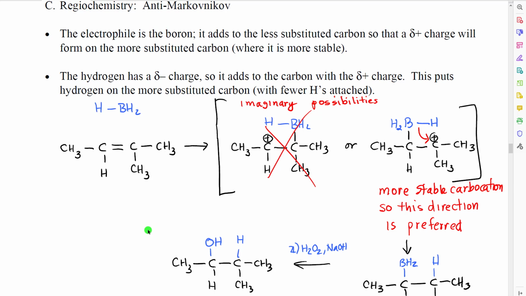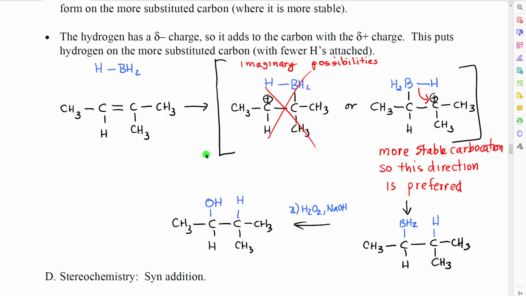With regard to regiochemistry, the regiochemistry is anti-Markovnikov. This can be understood by looking at the structure of the borane reagent. Boron has a very low electronegativity, so it actually is the electrophile. This is different from the acid reactions where the hydrogen is the electrophile. It's going to add to the less substituted carbon so that the partial positive will be on the more substituted carbon.